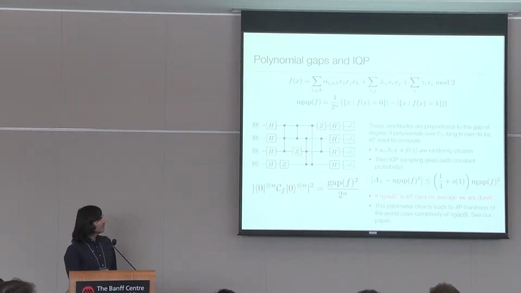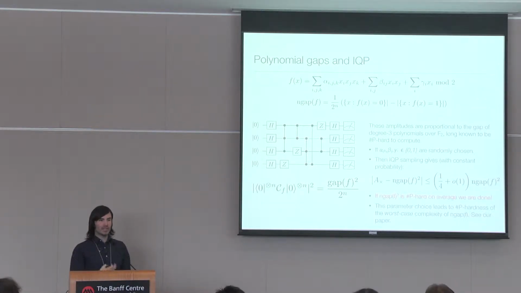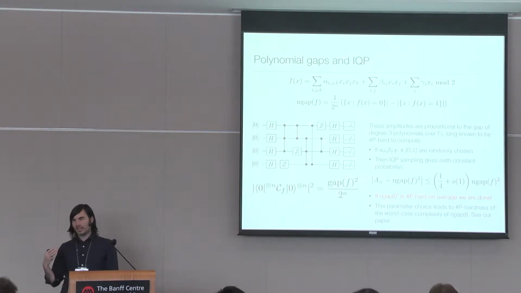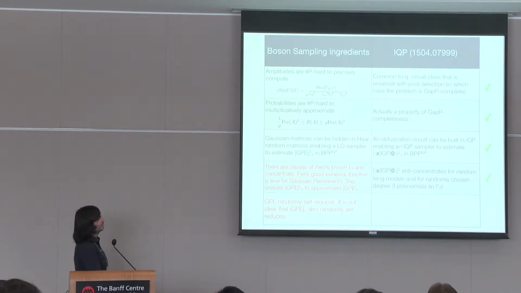And so the IQP sampling procedure for a random choice over these circuits gives us an approximation to the normalized gap of degree 3 polynomials to within a constant multiplicative error bound. And as I've said, this parameter choice leads to #P-hardness for these problems. However, what we actually need to know in order to show that if quantum computers could be simulated, then the polynomial hierarchy collapses, is that this remains GapP-hard in the average case, or #P-hard in the average case.